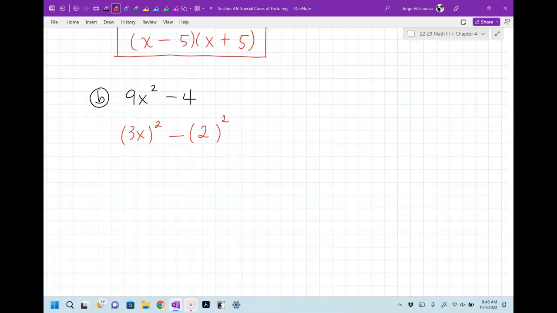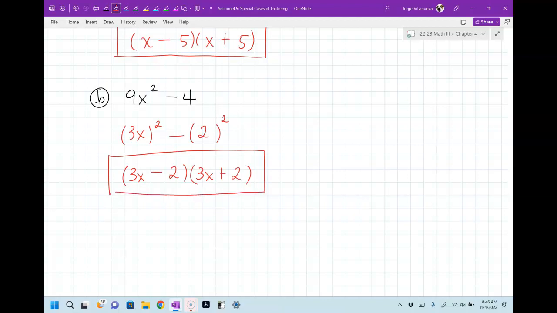So our next step is just to write two parenthesis sets. I'm going to put 3x here, 3x there, a 2 here, a 2 there, minus plus, and I'm done. So relatively quick.